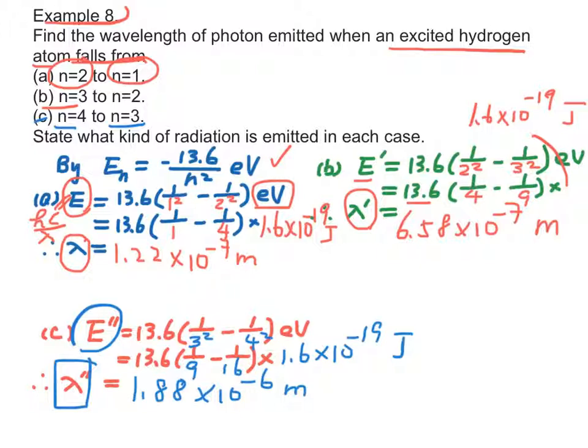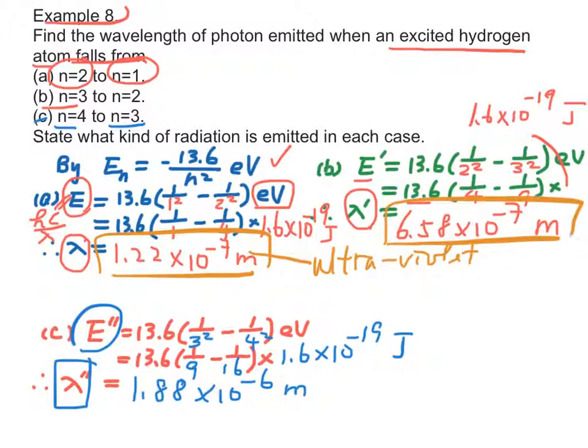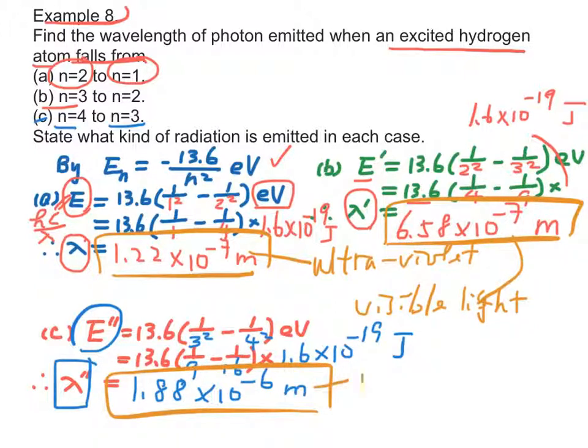The wavelength in A shows that ultraviolet is emitted. For B, it shows that visible light is emitted. For C, it shows that infrared is emitted.